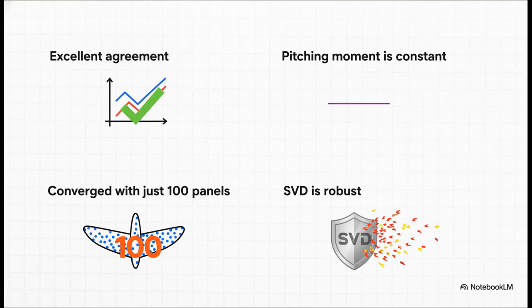So what's the bottom line here? What are the big takeaways? Well, first, our simple implementation shows fantastic agreement with that historical data. Second, it correctly shows that the pitching moment stays constant, which is exactly what the theory predicts. And get this, we did all of this with just 100 panels. It really proves that SVD is a super robust and reliable way to solve this classic aerodynamics problem.